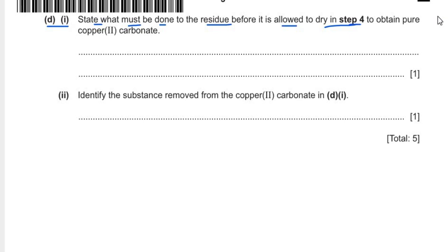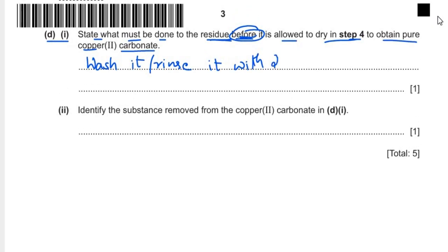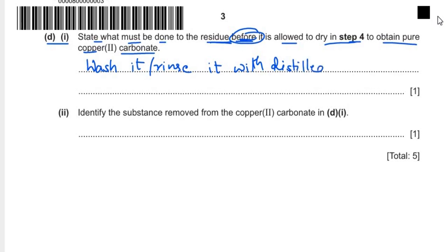Now in step 4, the question is, what must be done to the residue before it is allowed to dry in step 4 to obtain pure copper carbonate. Now if we want to obtain pure copper carbonate, we need to wash it, or you can say rinse it, with distilled water twice or thrice. Distilled water removes all the impurities, or you can say the sodium sulfate molecules which are stuck with the copper carbonate, to get the pure copper carbonate.